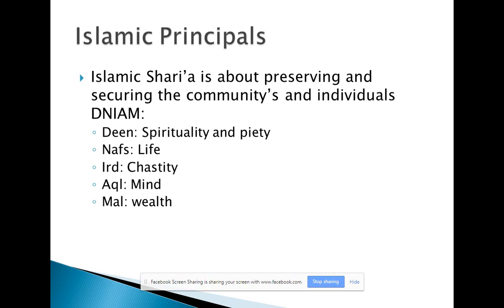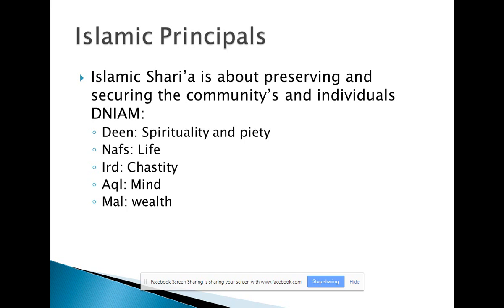Remember, we're now going to talk about the resources that these fiqh priorities go back to. Number one, Islamic principles. The Islamic laws, or Islamic Sharia, stand on five main principles: the preservation and safety of these five categories. Number one, deen, nafs, ird, aql, and mal. What are those?